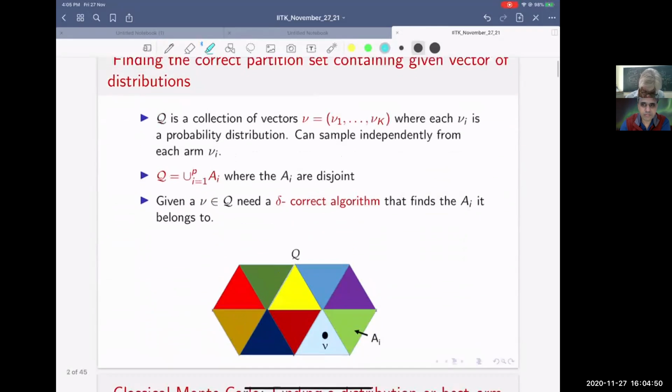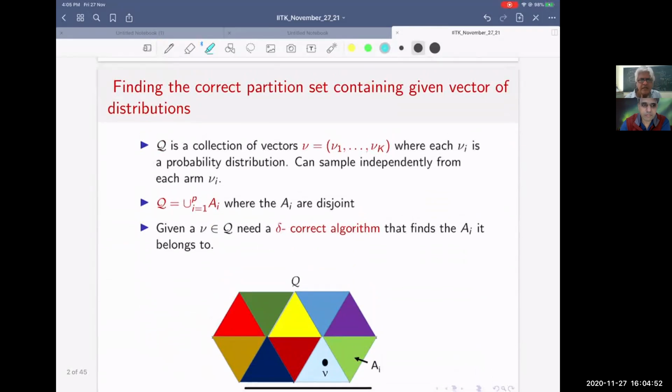All right. So what is the problem at hand? Finding the correct partition set containing a given vector of distributions. Think of these as k arms, k probability distributions. We don't know these distributions. We can sample from each one of them sequentially: sample from arm 1, arm k, arm i, and so on. We generate independent samples, and we are given this universe Q, which is a collection of such vectors of probability distributions. This universe is partitioned into P subsets, A1, A2 through to AP.